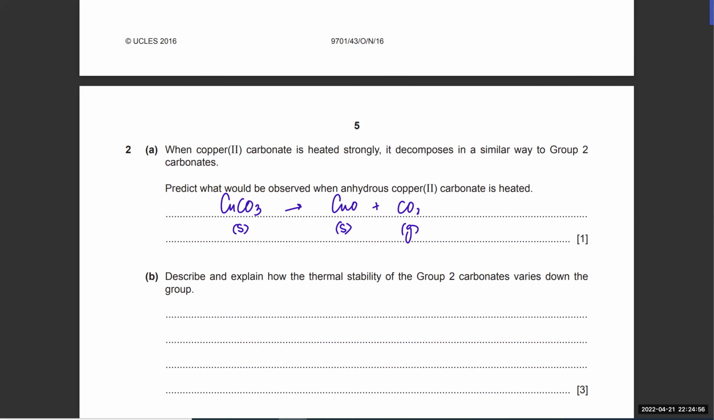So what would happen? What's the color of copper carbonate? Green. And copper oxide is black in color. The colors of copper carbonate are not really in your course, but you've studied this in O levels. Copper oxide is black in color.